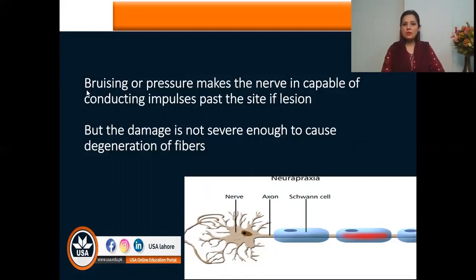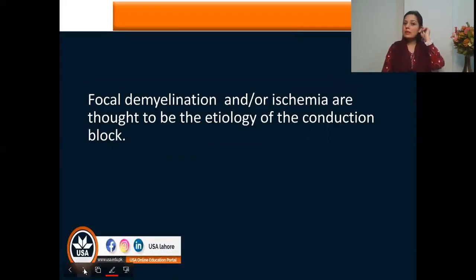So what's going to happen, we said bruising or pressure is going to make the nerve incapable of conducting the impulses past the site of the lesion. But this damage is not severe enough to cause the degeneration of fibers. We earlier said neuropraxia does not involve the degeneration of the fibers. It does not involve Wallerian degeneration. Focal demyelination or ischemia are thought to be the etiology of the conduction block. They can be the reason for either a complete conduction block or a partial conduction block.